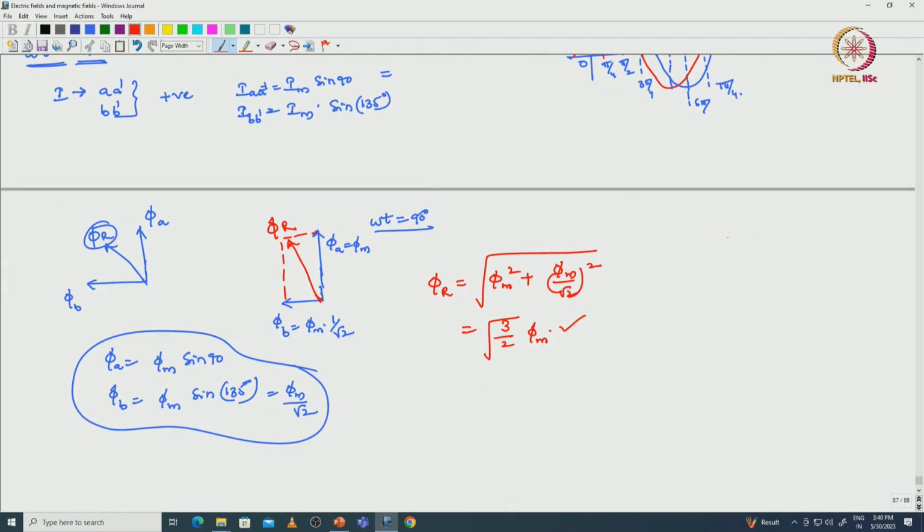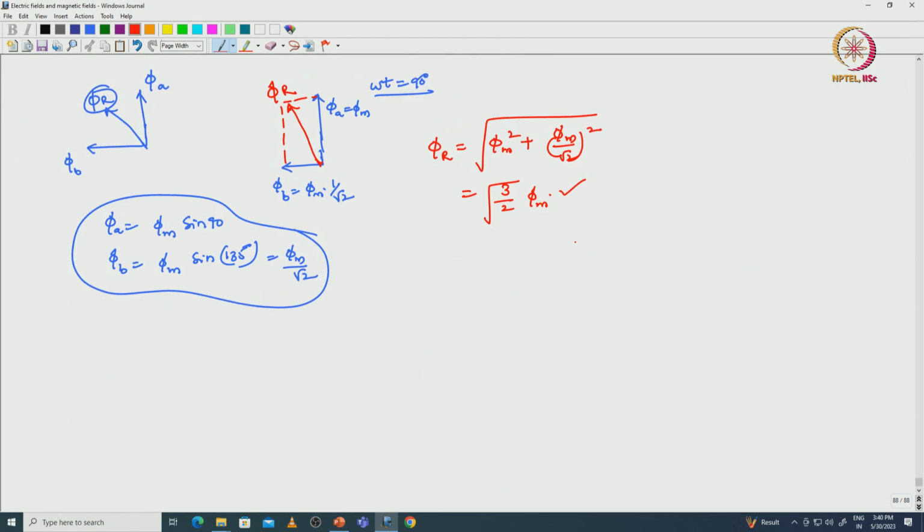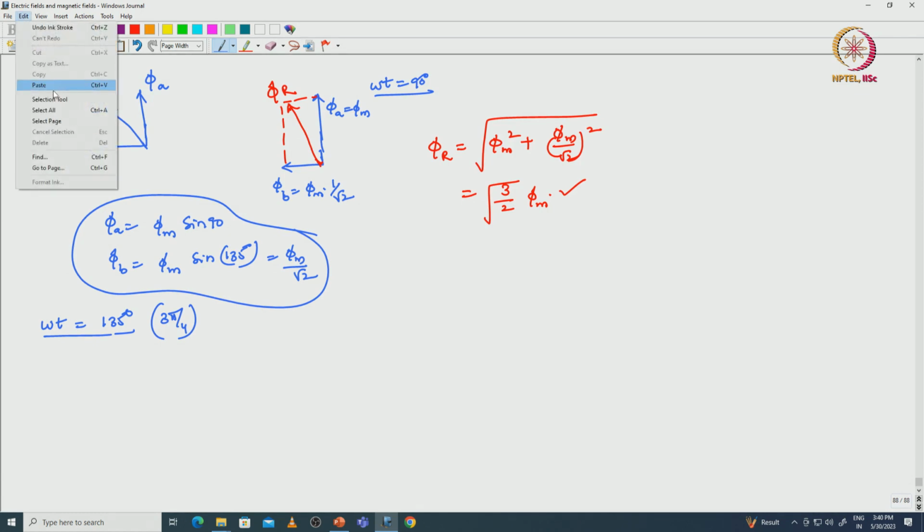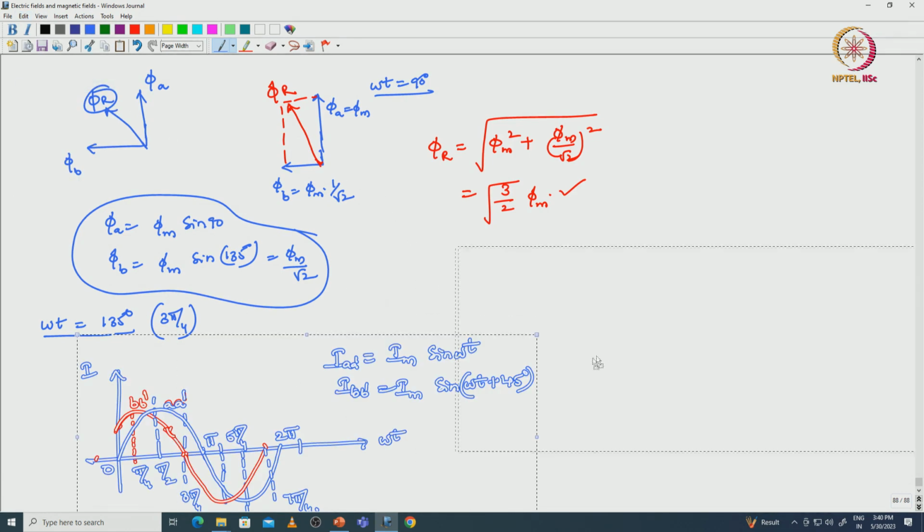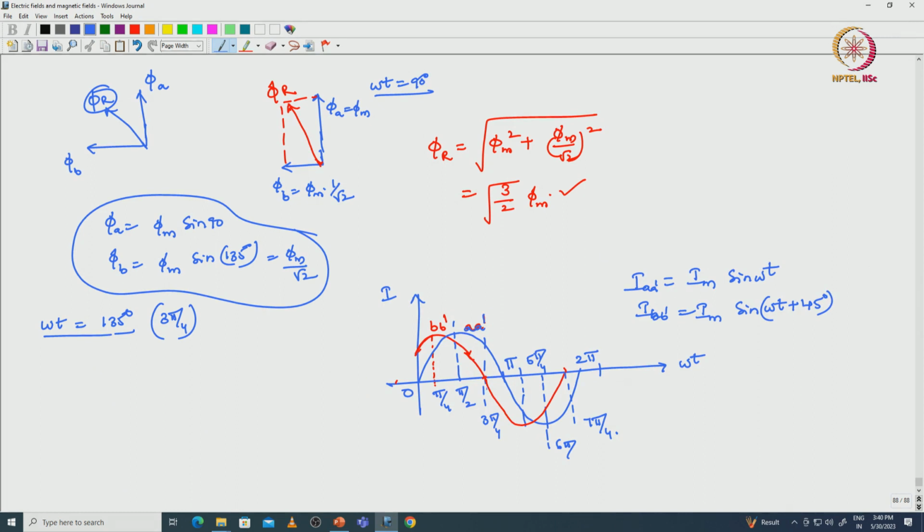Now we will see at omega t equals 135 degrees, or 3 pi by 4, what it will be. At 90 degrees we have discussed as of now. At 135 degrees, what kind of magnetic fields will be there? What is the current at 135 degrees? This is the current waveform. At 3 pi by 4, the current in the B dash coil is 0 and the A dash coil is positive.